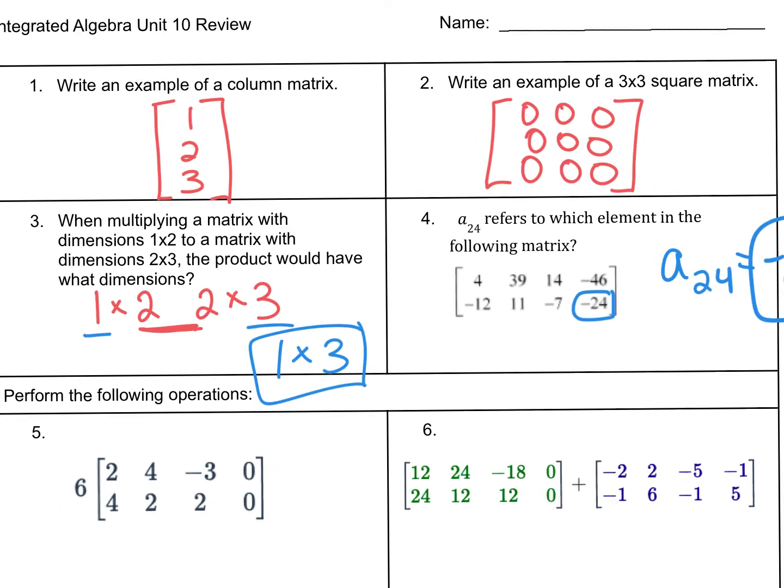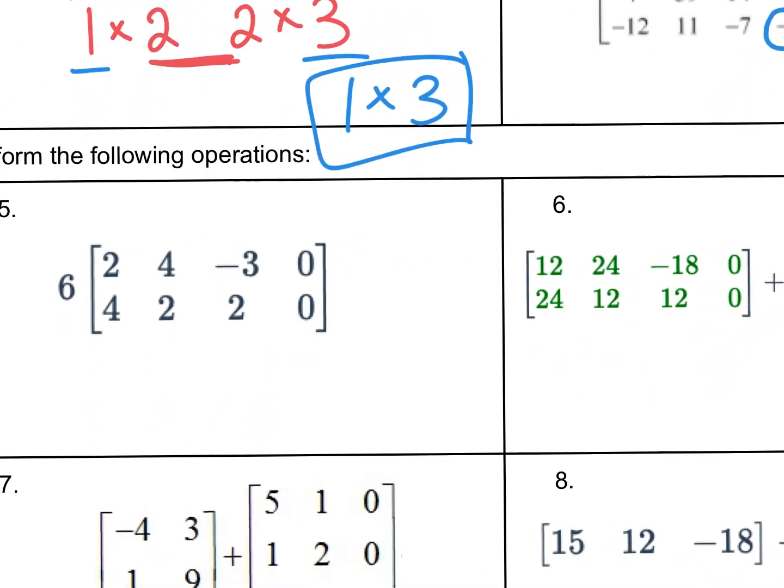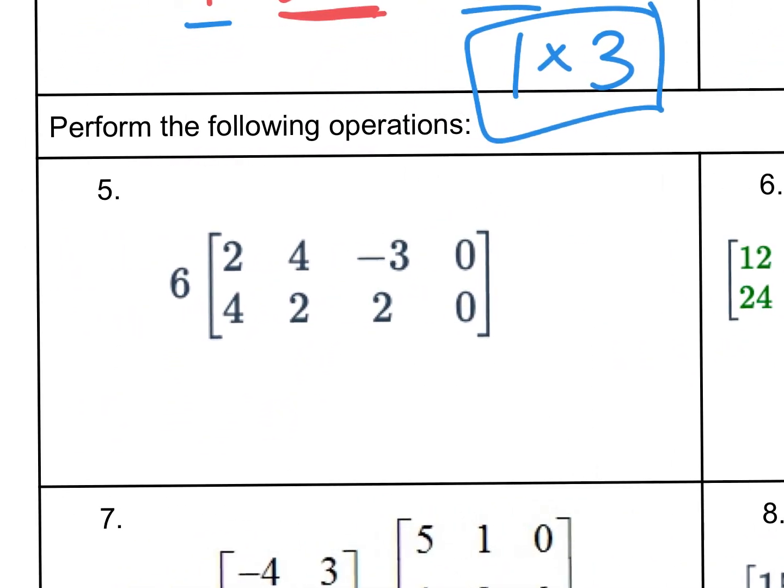No, ma'am? Cool. All right, perform the following operations. Number 5. What does it mean when I've got a number on the outside? What do I do? Multiply it. Multiply it, right? We distribute is another word for that, okay? That's what we call a scalar value. My answer is going to have what dimensions? A 2 by 4, okay? The same as what I'm multiplying to. So 2 rows by 4 columns.